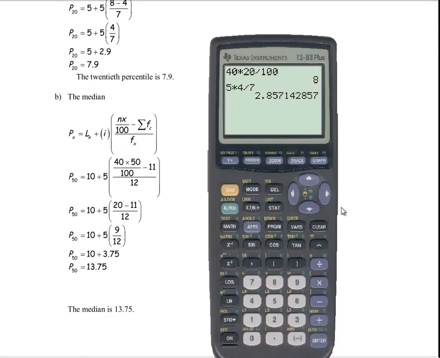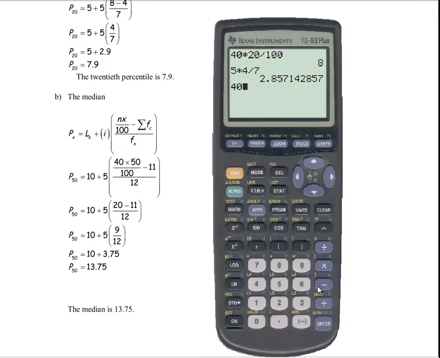So, bringing our calculator back, 40 times 50 divided by 100 works out to 20. 20 minus 11 would, of course, be 9. So we have 9 over 12. And 9 divided by 12 is 0.75. So we're multiplying this 5 by 0.75. So this is 3.75 added to the 10 would be 13.75.